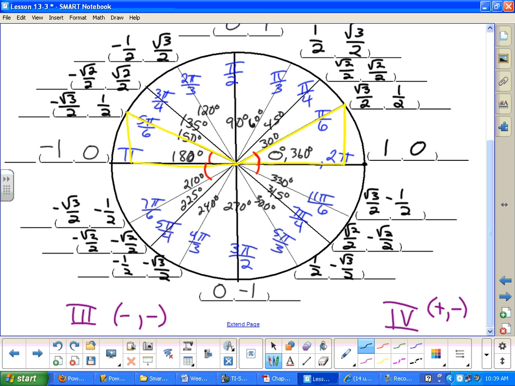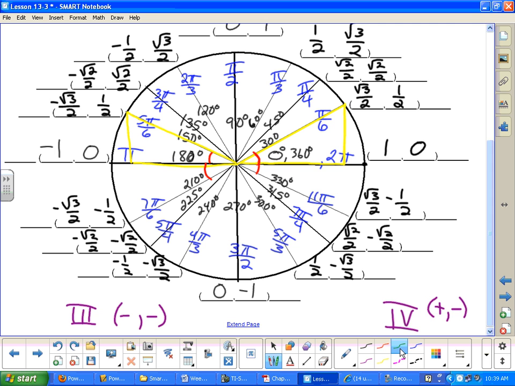And always remember that if I go farther over than I go up or down, then that number has to be the square root of 3 over 2. That is the longer side, and 1/2 is the shorter side. All right. Now let's talk about tangent.